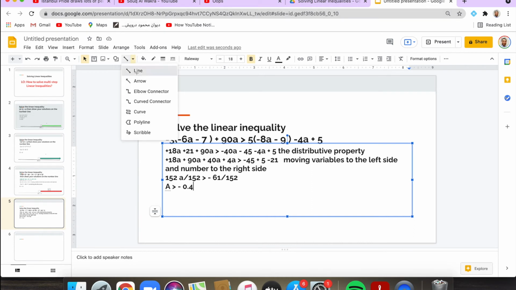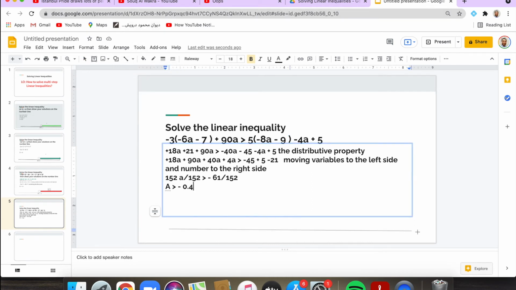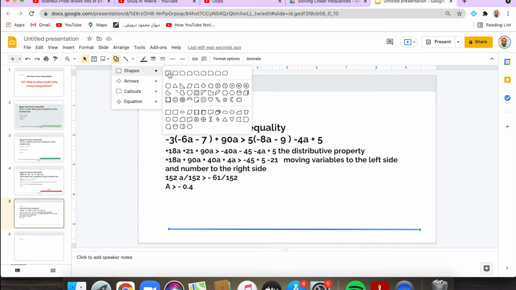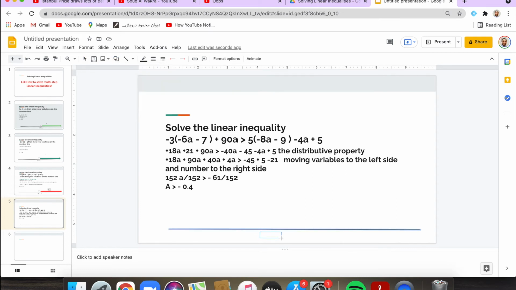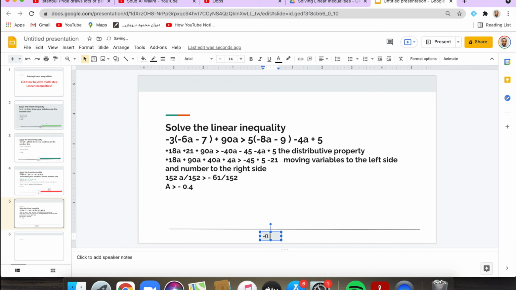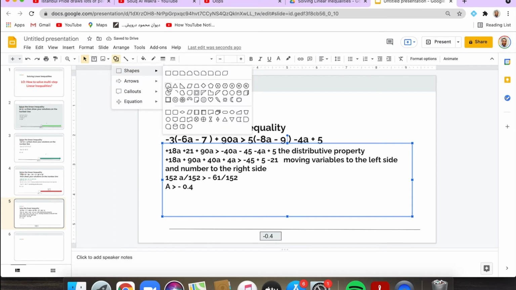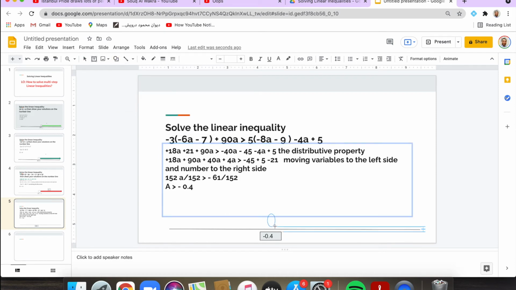Now how to show the teacher the solutions on the number line? First of all, I will draw the number line with arrows on the right and the left, but here I cannot do it on Google Slide. Then I will write the number here. So this is negative 0.4. Then I will draw a circle above it, right? So I will go to shapes, then circle, then draw a circle.